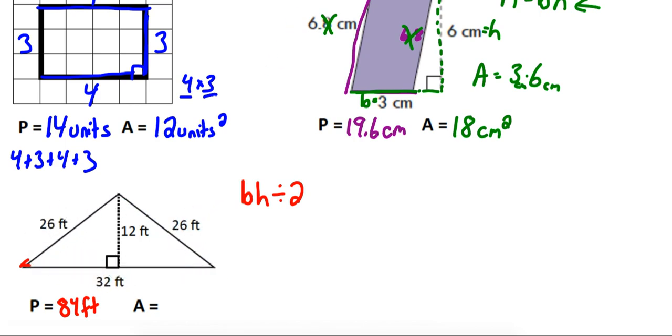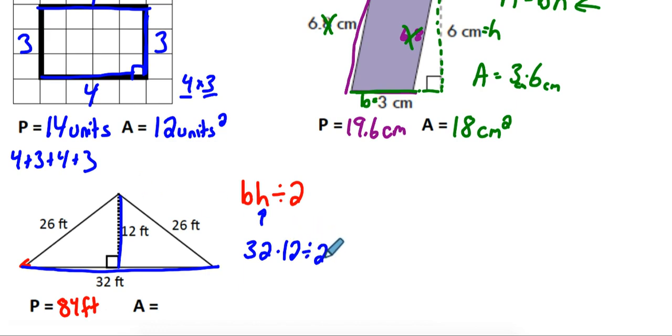The base is usually pretty easy. More often than not, it's going to be the flat bottom edge that the shape sits on. So I'm going to do 32. But the height, remember, always look for that right angle symbol. My height is going to be the 12, how tall the shape is. Straight up from the base to the opposite side. And then I got to kick in the divided by 2.